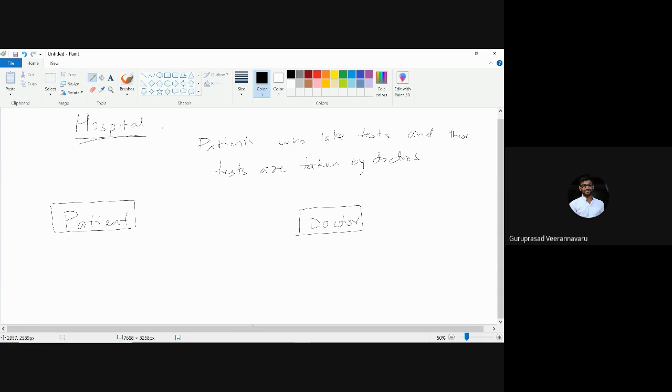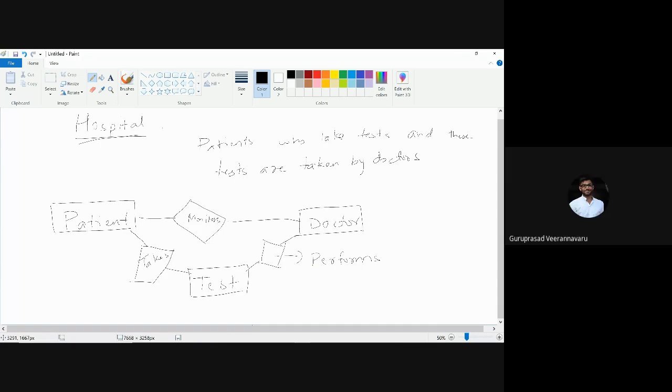So you have test. So who performs the test? Doctor performs the test. So can I say the relationship here is doctor performs the test, patient takes the test, and then between patient and doctor, the doctor has to give back some report. No, let's say doctor monitors the patient.